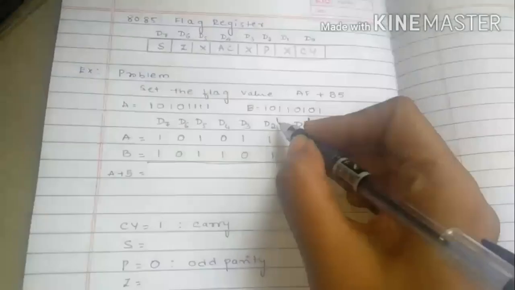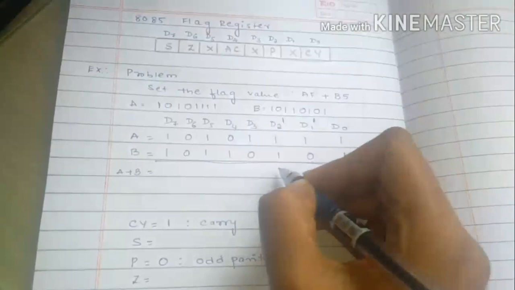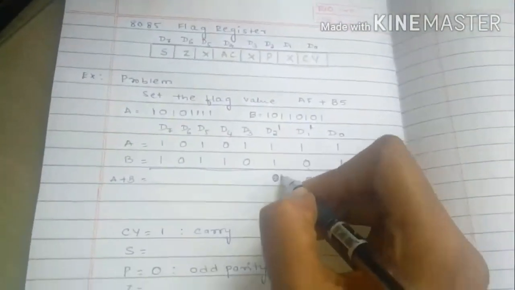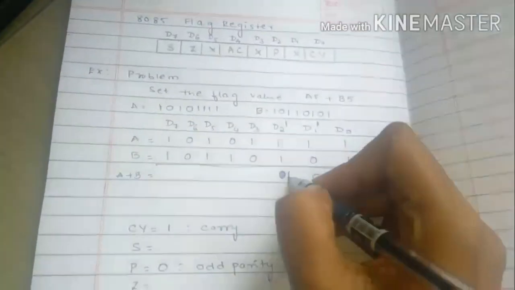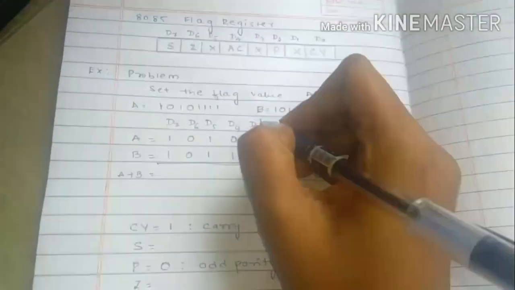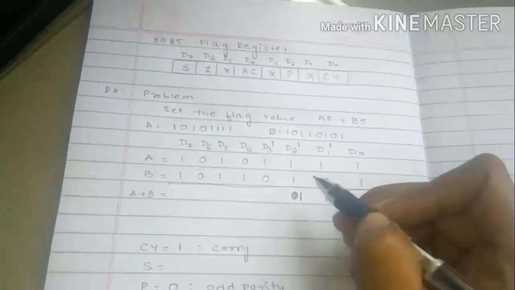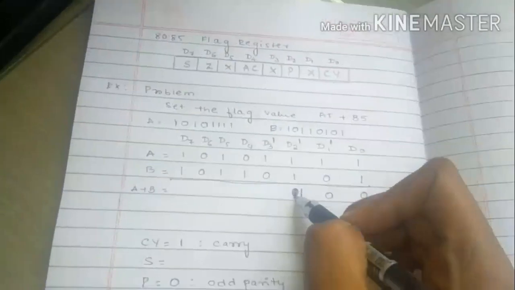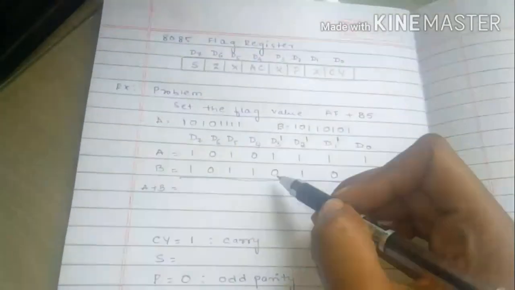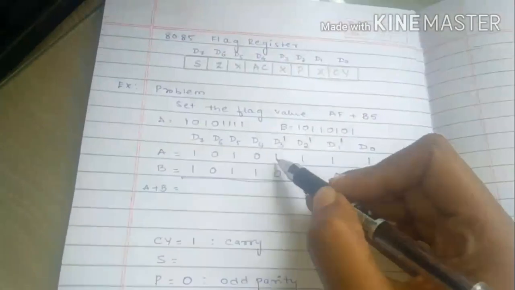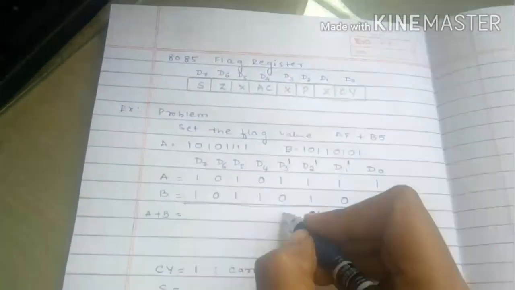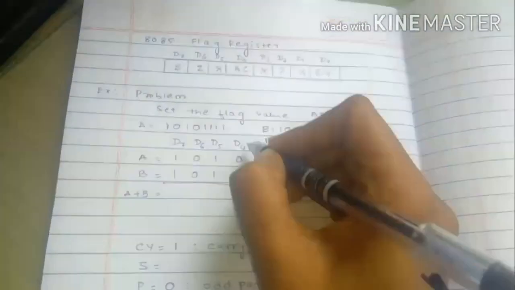So we'll calculate now. 1 plus 1 plus 1 is 1 and 1 carry. So 1 plus 1 plus 1 is triple 1, so I'll be having 1, and 1 will be carry. Okay. Next, 1 plus 1 plus 0 is 0, 1 carry.